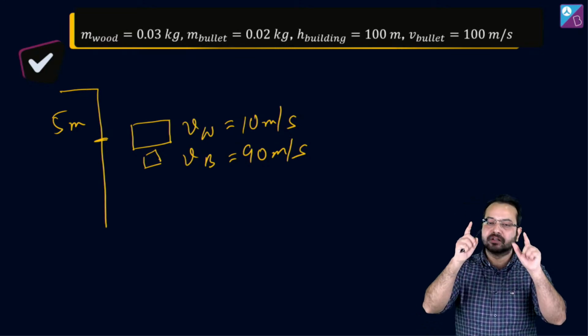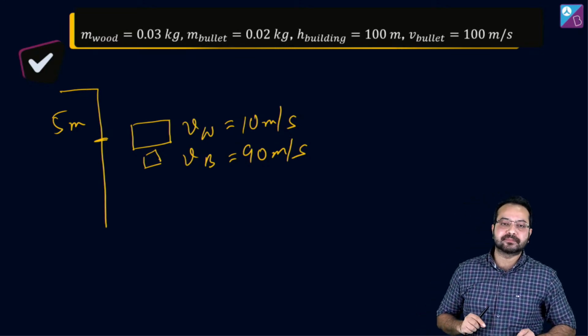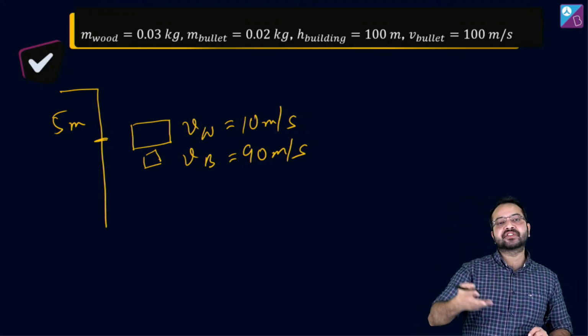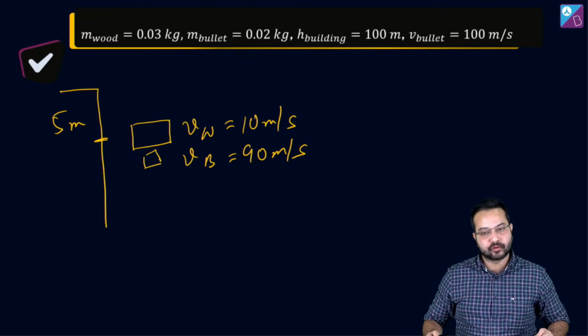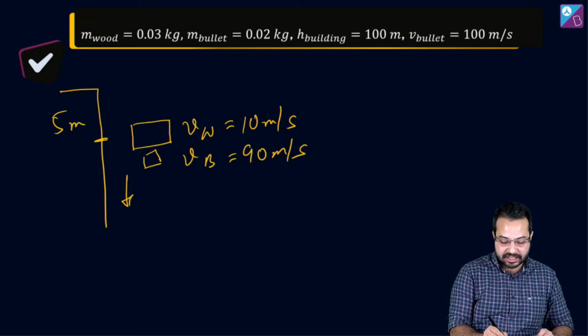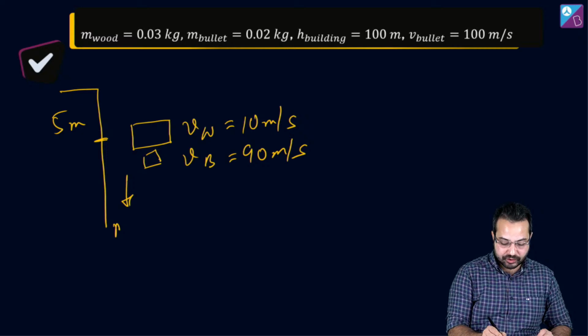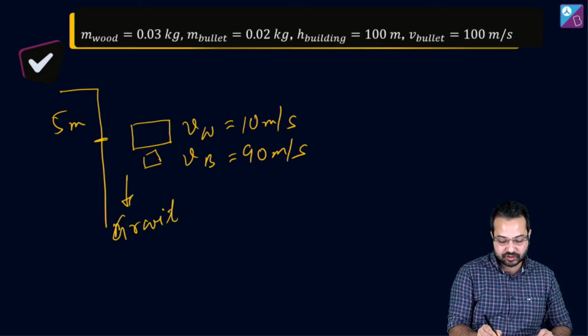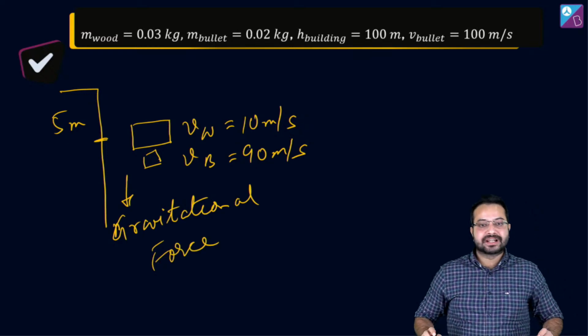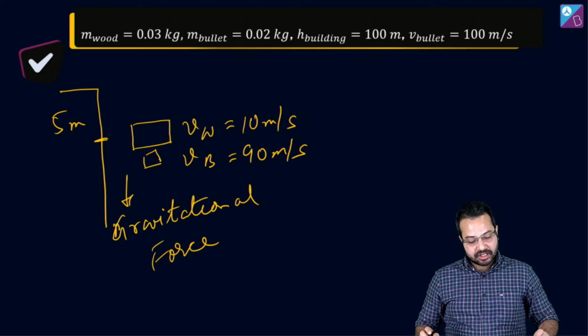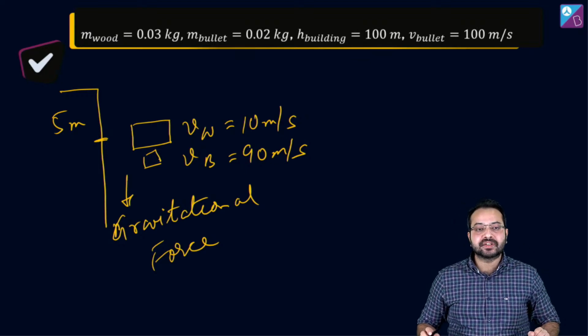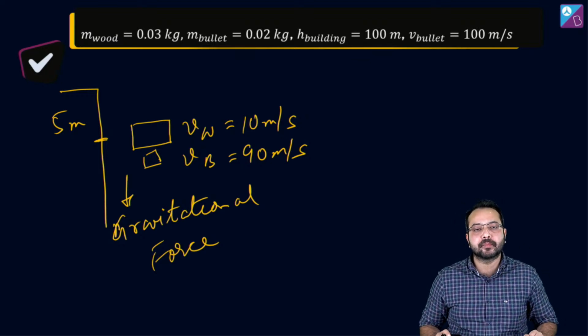If I take the wood and the bullet as my system, is there any external force on the system or not? There is an external force on the system. Which force is that? That force is gravity. So the gravitational force is acting on the system. Is that correct?